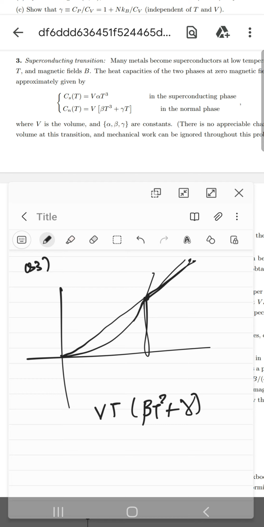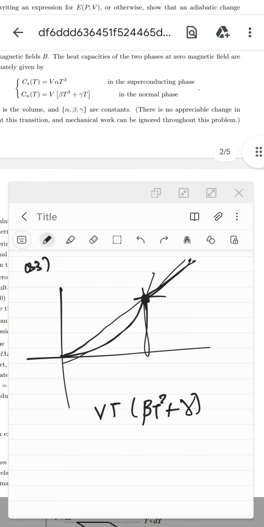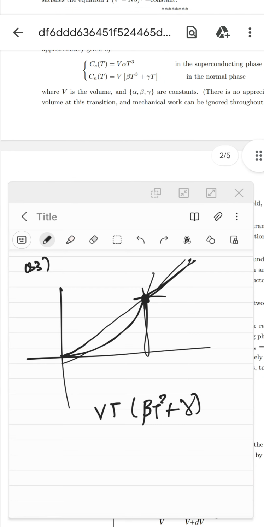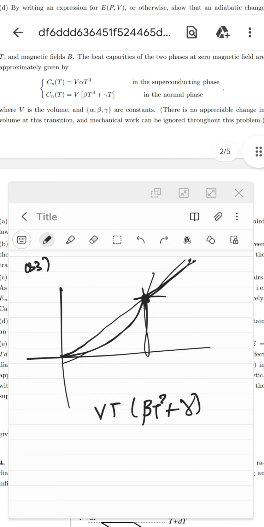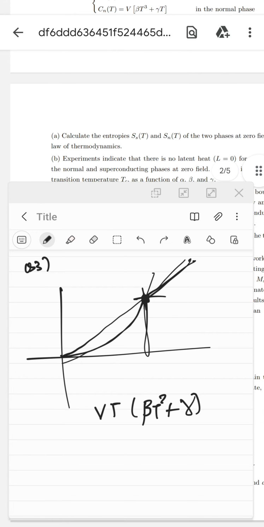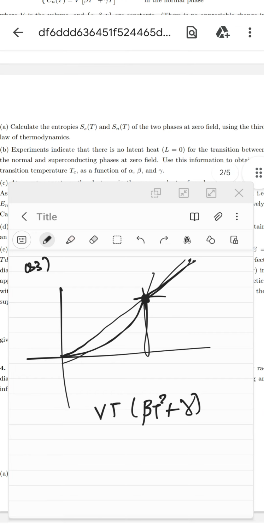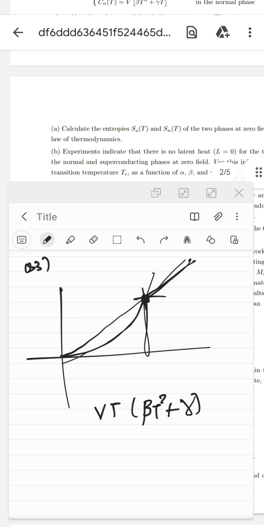Apparently in the superconducting phase, this will be the thing. Yeah, because this is the only point where these are going to meet. So yeah, this makes sense. I'm assuming that these are positive constants. I actually don't know, but whatever. There is no appreciable change in the volume at this transition. Mechanical work can be ignored. Fine. Calculate the entropies of the two phases at zero field.